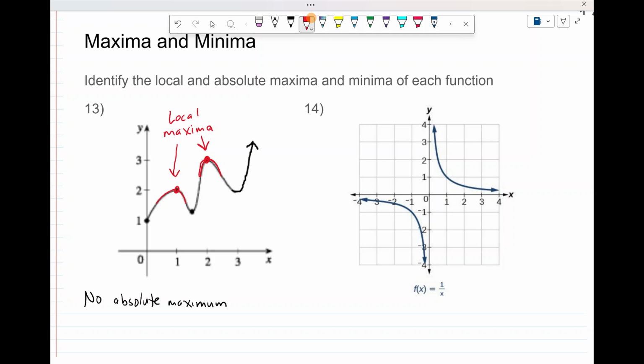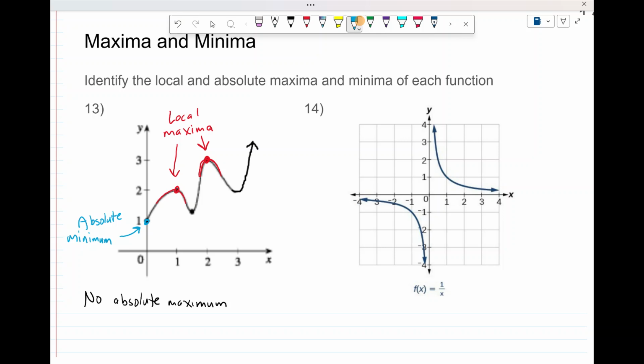Next, let's do absolute minimums. Is there a y value that is smaller than every other y value in this function? I would say yes. This point right here is an absolute minimum. It is the smallest y value possible at 0, 1, and the absolute minimum is 1 in this function.